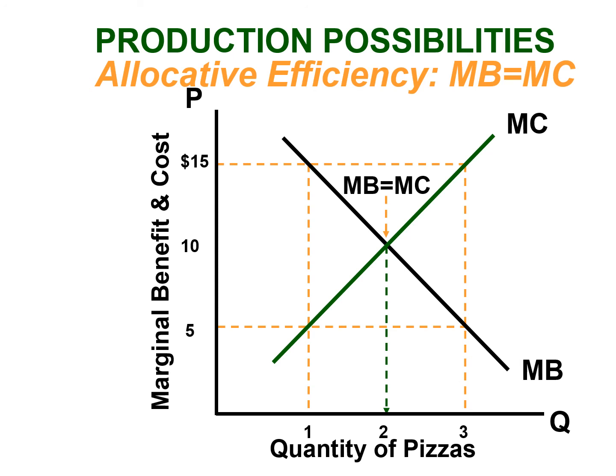In this graph, the first unit of pizza consumption yields $15 worth of marginal benefits. The second unit of pizza consumption yields less, only $10 worth of marginal benefit, and the third unit of pizza consumption only provides $5 worth of marginal benefits. Again, diminishing marginal utility. As society consumes more of this product, it yields less and less happiness.